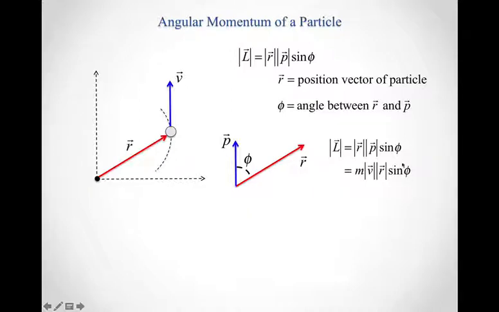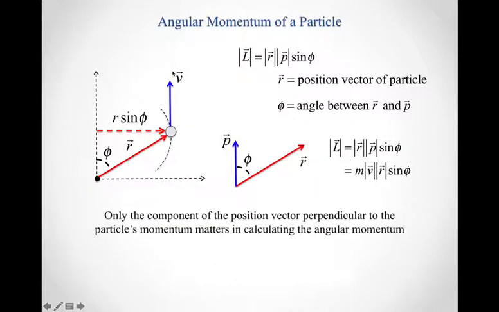Now if I think about R sine phi, so this length times this sine term, if I think of that as a single quantity, what I recognize is that it's the component of the position vector that is perpendicular to the direction of the velocity. So what this tells me is that it's only the component of the position vector that's perpendicular to the particle's momentum that actually contributes to the angular momentum.